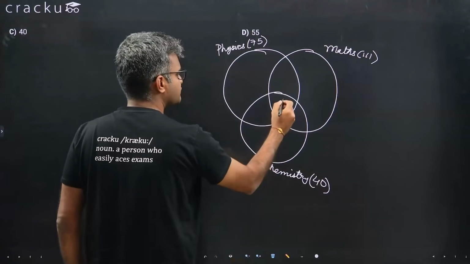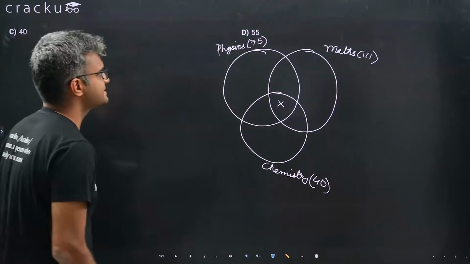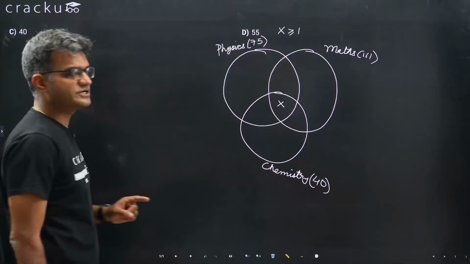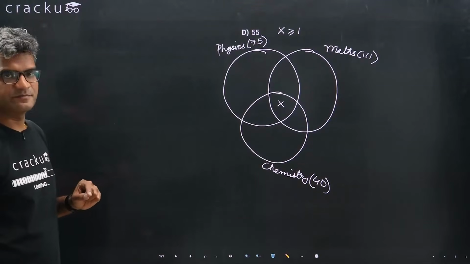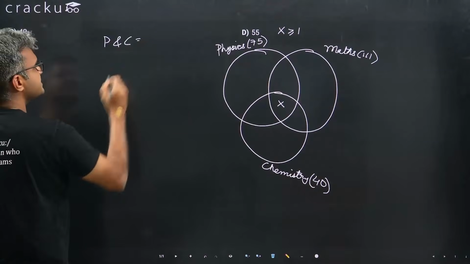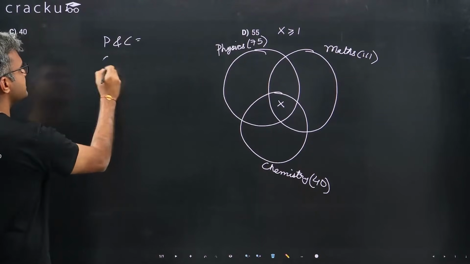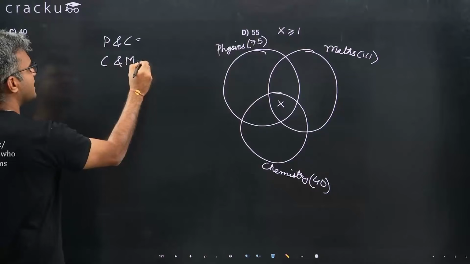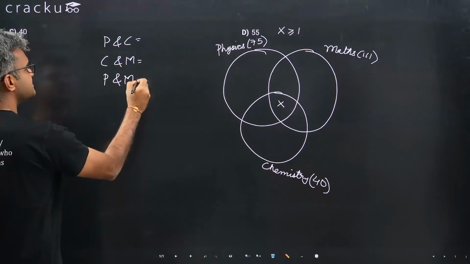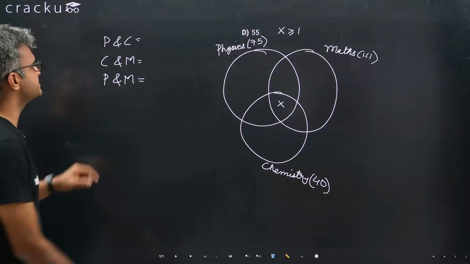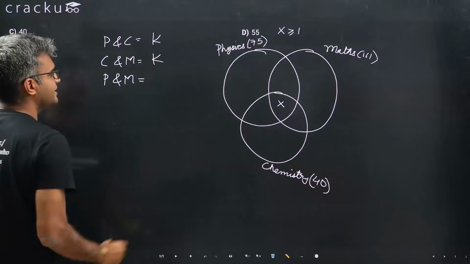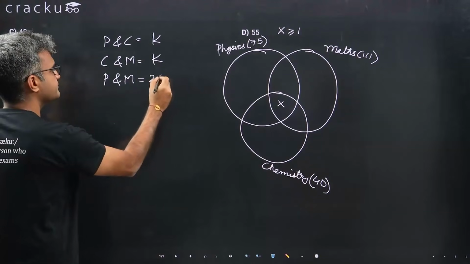Let us assume that the number of students who chose all the three subjects is x. So what is told to us is that x is greater than or equal to 1. At least one student chose all the three subjects. We are also told that the number of students who chose physics and chemistry is equal to the number of students who chose chemistry and maths, and this is half the number of students who chose physics and maths. So let us assume that the number of students who chose physics and chemistry is k, number of students who chose chemistry and maths will be k, and number of students who chose physics and maths will be 2k.